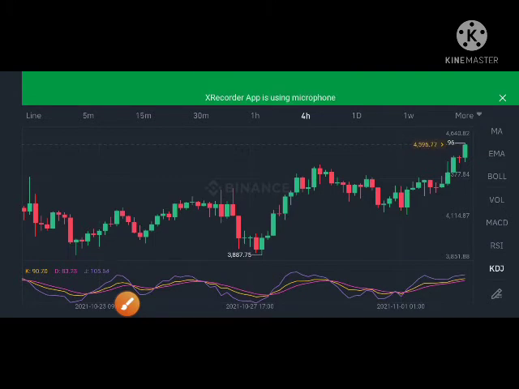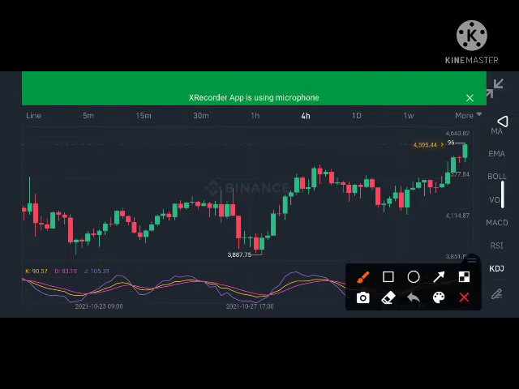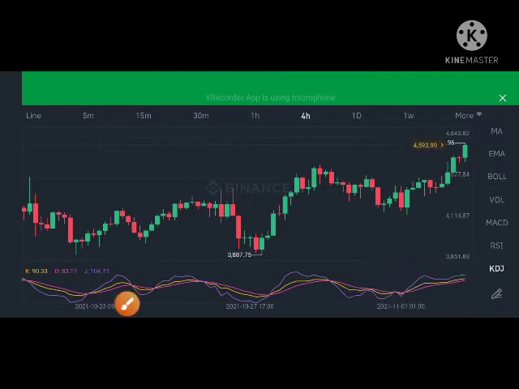Now the J line signifies or represents the convergence or divergence of the D line from the K line. Do you understand that? So the J line shows what happens between the K and the D line.